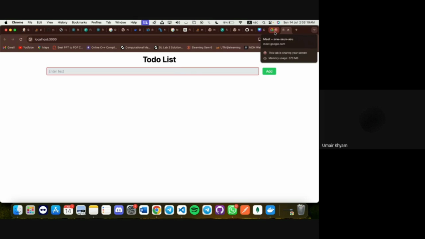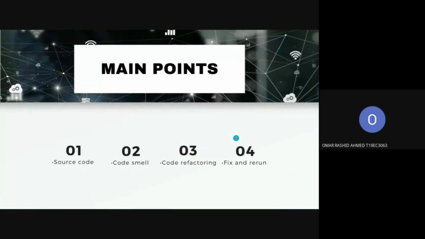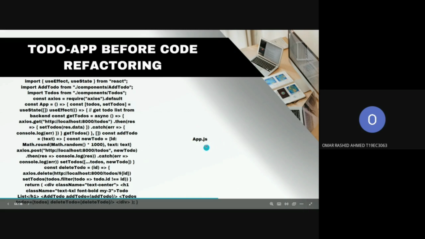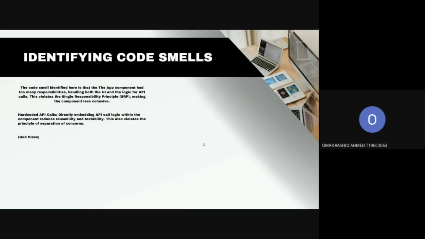So that's it. Okay, this is about code smells and refactoring. So let's go ahead and do code smells, then refactoring, then fix and run the code. So we have here the code before refactoring. We have one big class, App.js, one big component that contains everything. Let's identify the code smells here.